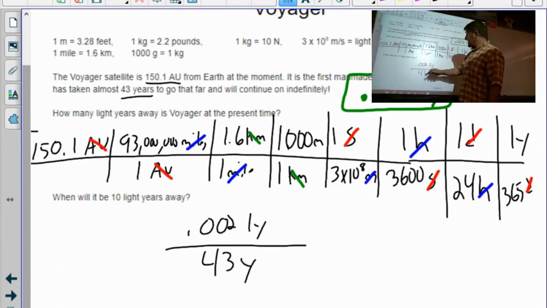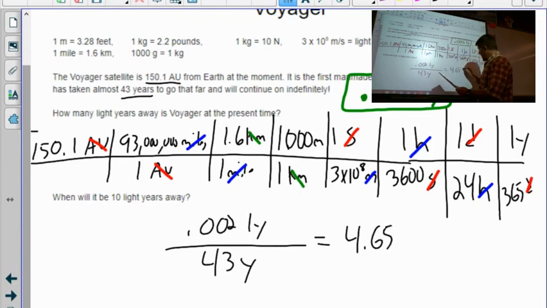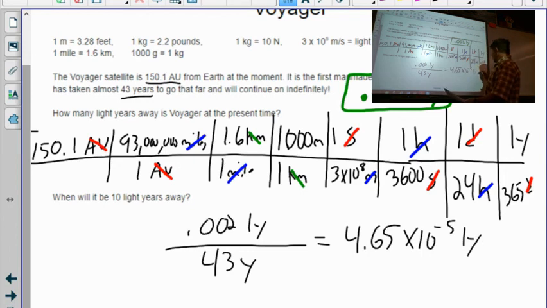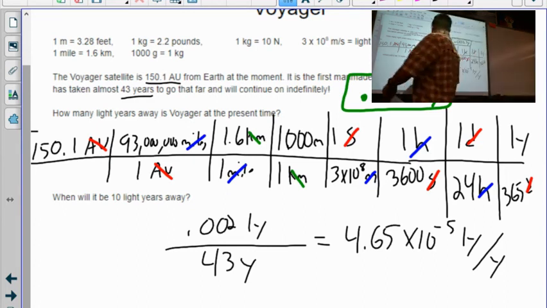If I divide this out, it will tell me how many light years it travels per year. I'm going to come up with 4.65 times 10 to the negative 5th light years per year. Kind of a weird unit here, but it's saying it travels 0.0000465 light years per year. So when will it be 10 light years away? I'm going to take that number.